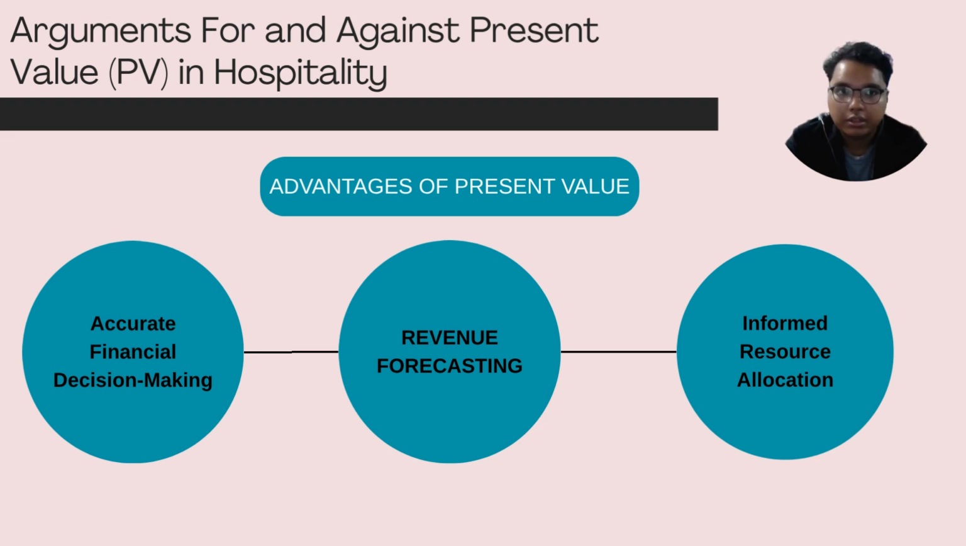Consider a cruise line predicting the revenue from future voyages. By using PV to estimate future ticket sales, onboard services, and excursions, the company can predict cash flows and make better pricing and operational decisions. And lastly is informed resource allocation. PV helps businesses allocate resources effectively.